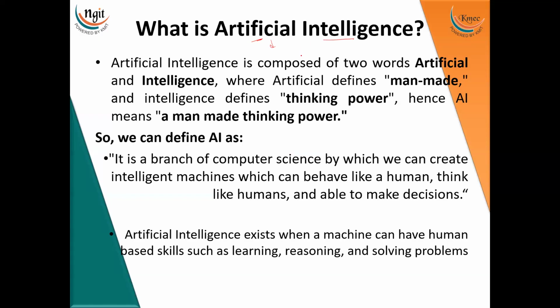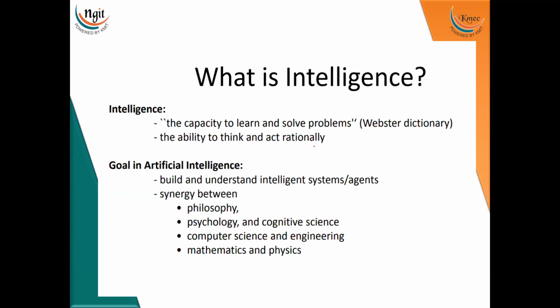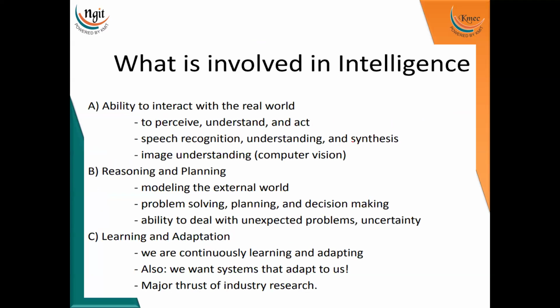As per the prescribed definition, AI is a branch of computer science with which we can create an intelligent machine that can behave like a human, think like humans, and make decisions like human beings. AI can exist when a machine has human-based skills such as learning, reasoning, and solving problems. And what is intelligence? Intelligence is the capacity to learn and solve problems and the ability to think and act rationally.